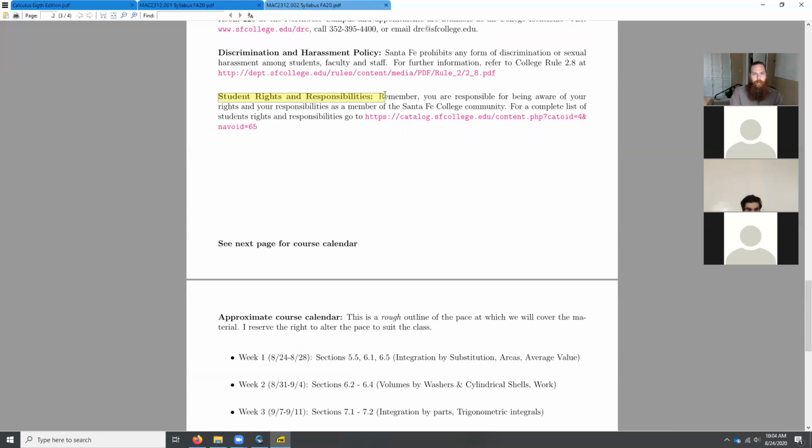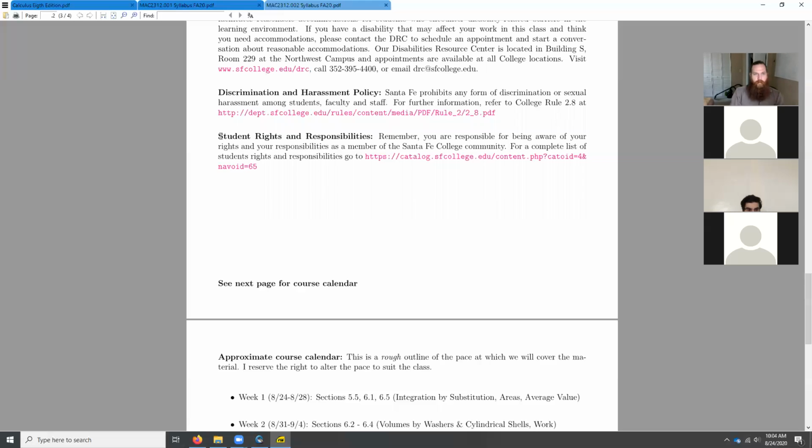Similarly, student rights and responsibilities. These are rules that you are being judged by constantly, so you should know them. You should know the sort of things that the college could get angry at you for. You should know the sort of things the college expects you to do. So I definitely suggest taking a look at each of these links, especially this one and the academic integrity one.